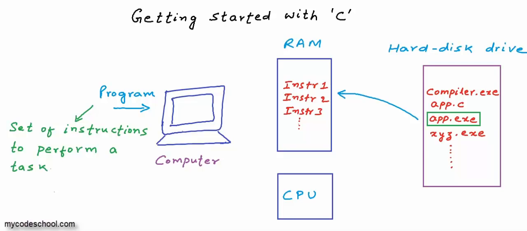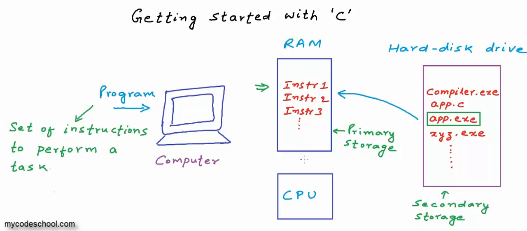There is a difference between the physical design of these two devices. RAM is also called primary storage and hard disk is called secondary storage. In the context of computers, whenever we say main memory or just memory, we mostly mean RAM. Now, how a program gets executed is, when instructions are loaded in RAM, they are fetched sequentially, one at a time, by the CPU.